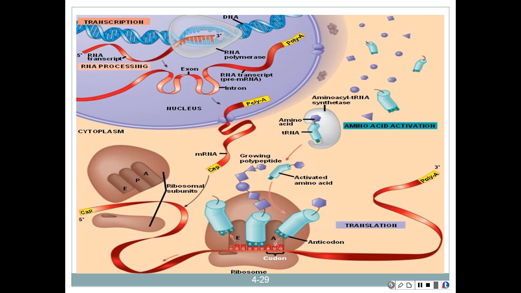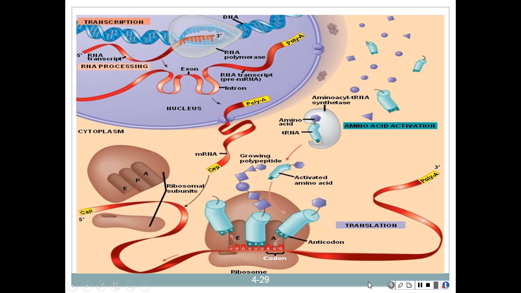Now, one mRNA can hold 10 to 20 ribosomes in a cluster, and that's called a polyribosome. An mRNA is translated by all of these ribosomes at once. So transcription and translation are sequential processes that begin with DNA and end with a protein product.